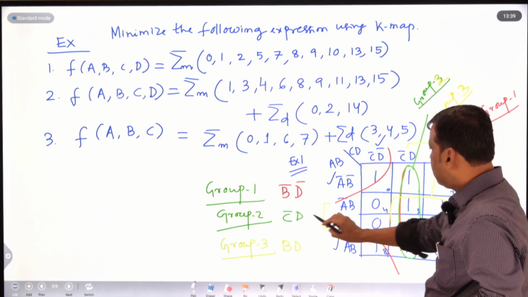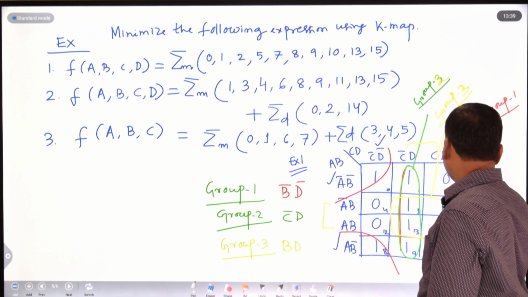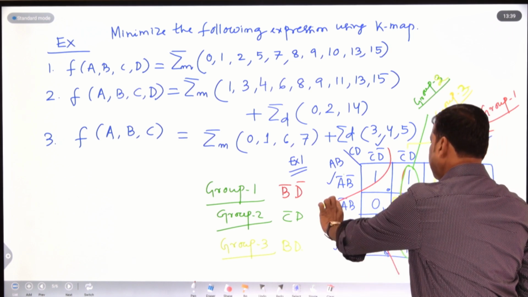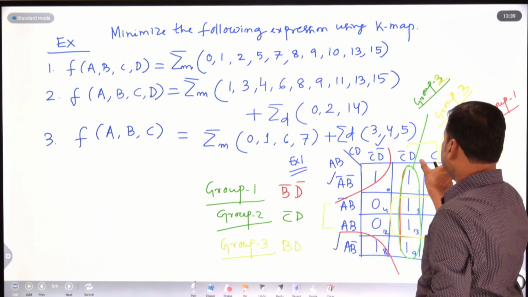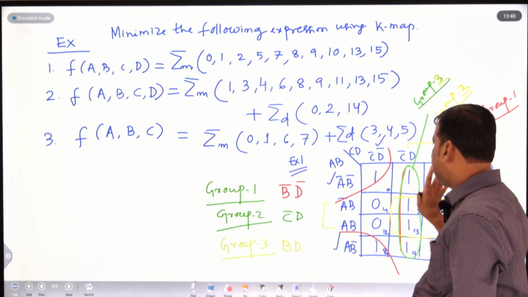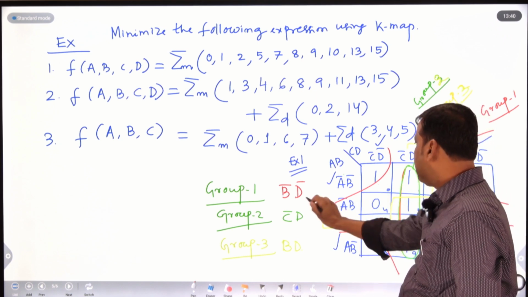This is different, that is your C bar D. In the yellow marked cover, that is your group 3. That is your group 3 means what? Here that is your A bar, B is common, and here that is your D is common. The result is BD. So 3 quads, 3 groups, and in each group we reduce 2 variables.